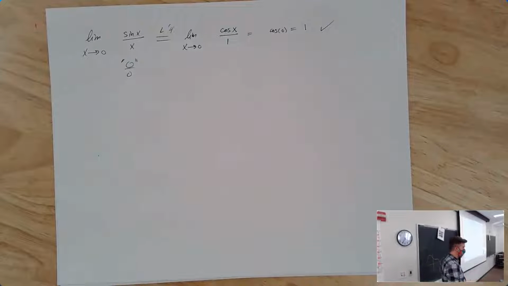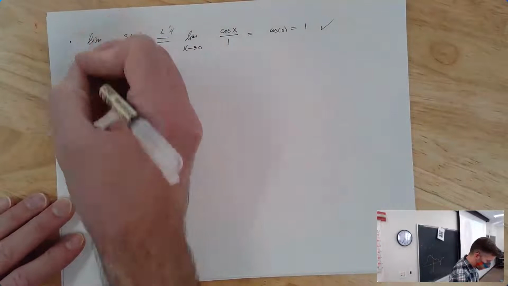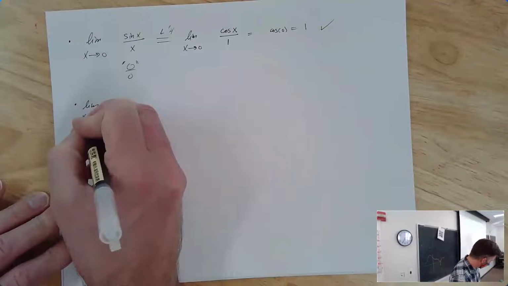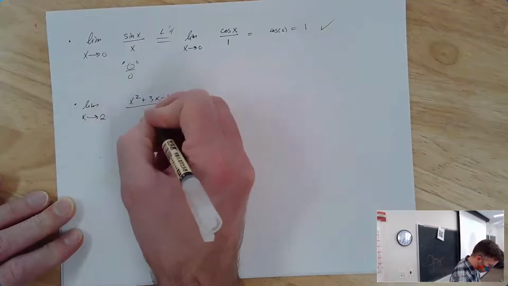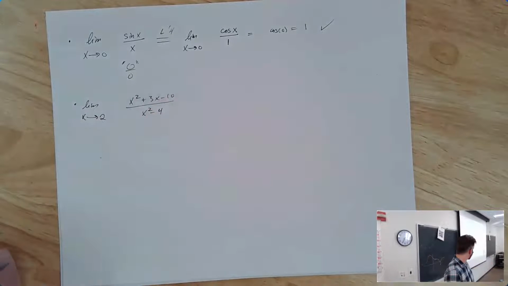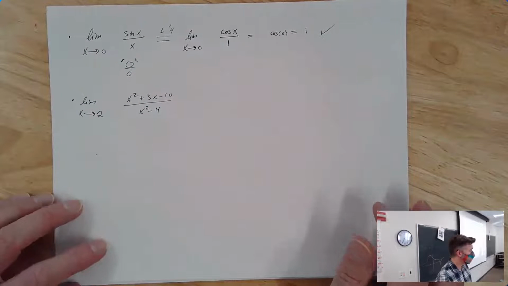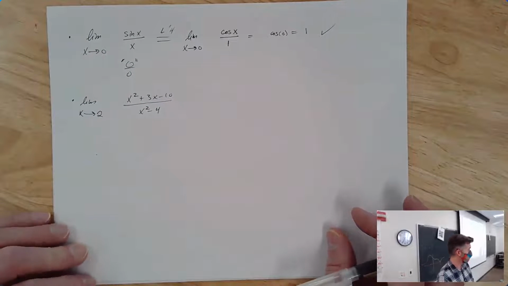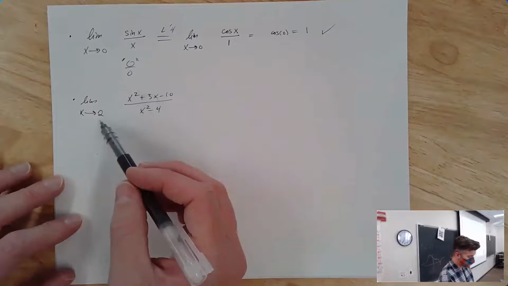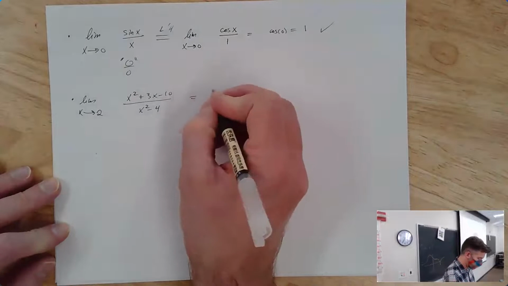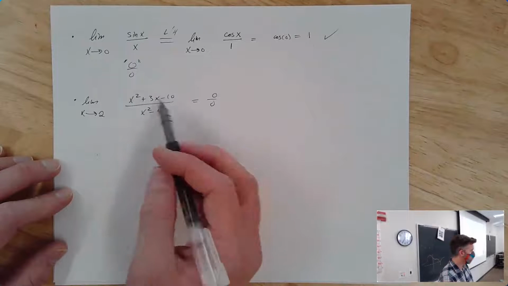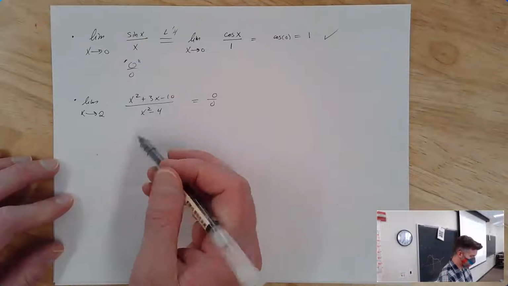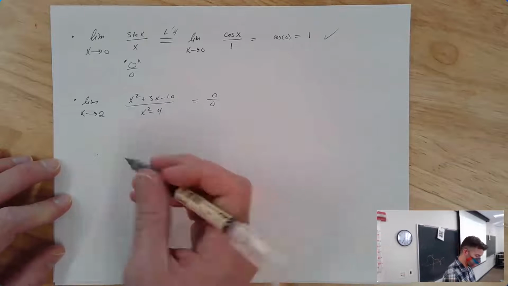Let's look at another example. The limit as x goes to 2 of x squared plus 3x minus 10 over x squared minus 4. I'm going to point out, you could also do this one without using L'Hopital's rule. If you plug in 2, you do get 0 over 0. 4 plus 6 minus 10 is 0. 4 minus 4 is 0. How could I do this without using L'Hopital's rule? What could I do to the polynomials in the numerator and the denominator?